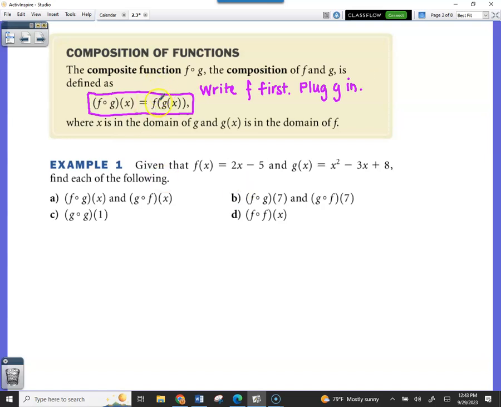Now, that's only because it says F parentheses G. If those were switched, you would write G first, plug F in. Does that make sense? So order matters. Let's make a note. Order matters.